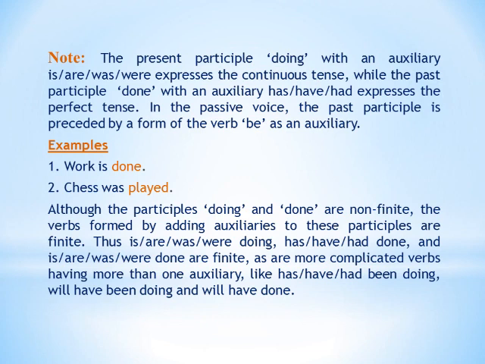Although the participles doing and done are non-finite, the verbs formed by adding auxiliaries to these participles are finite. Thus, is, are, was, were doing, has, have, had done, and is, are, was, were done are finite, as are more complicated verbs having more than one auxiliary, like has, have, had been doing, will have been doing, and will have done.